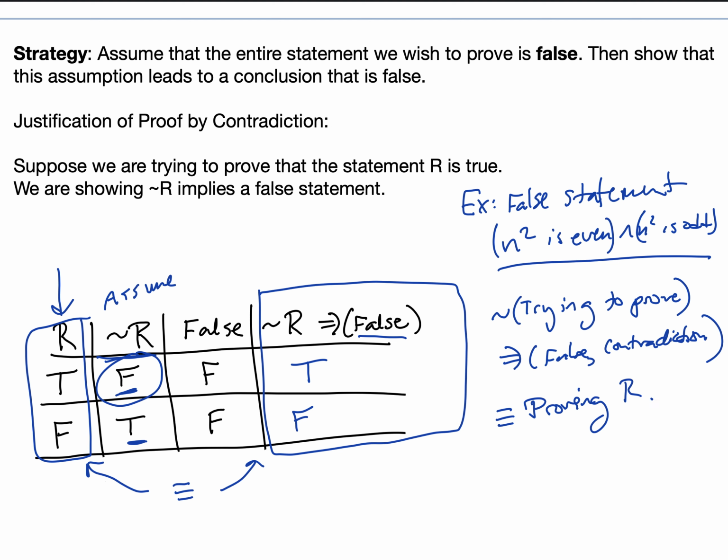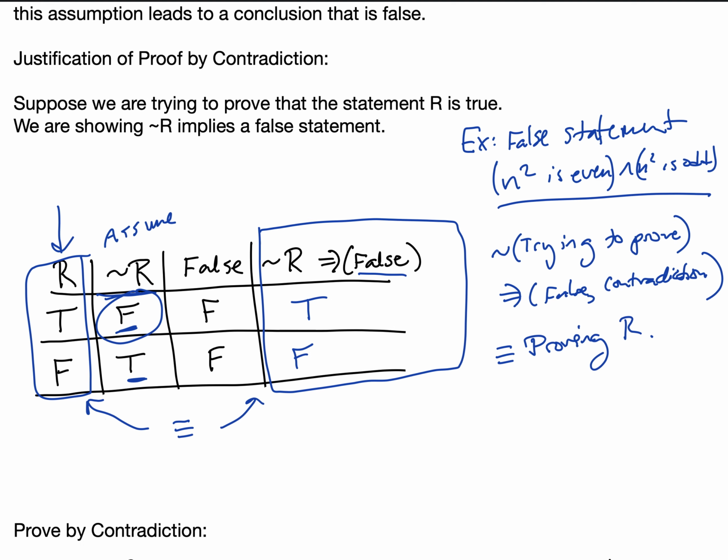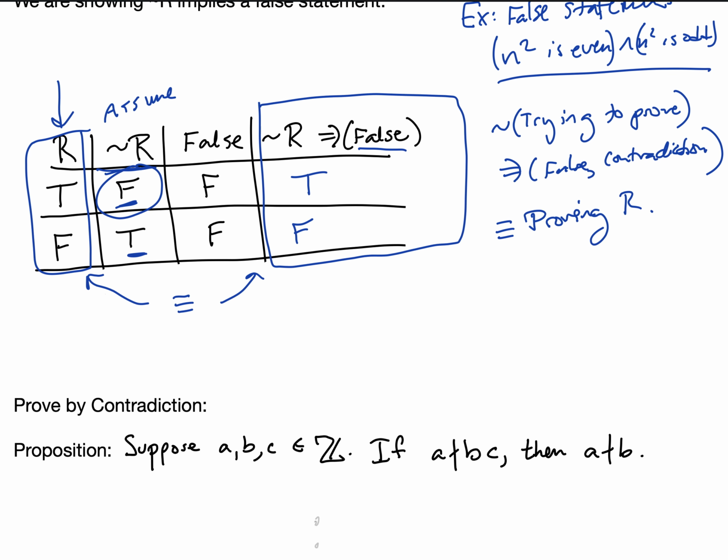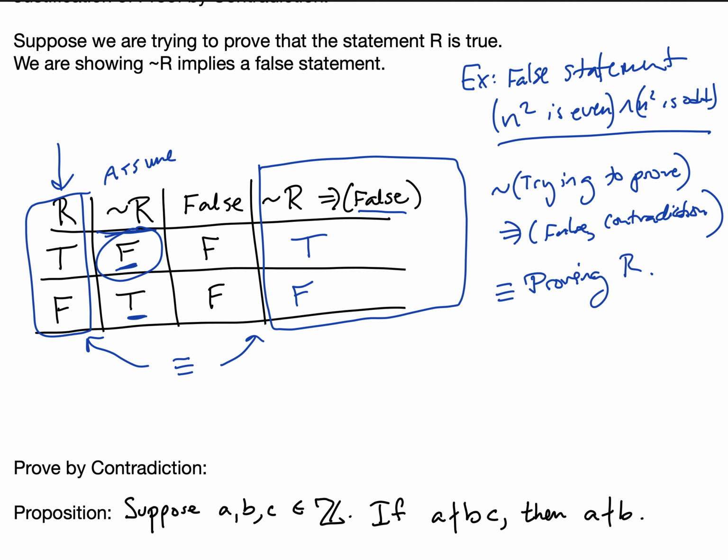Okay, so I'd like you to try to do one of these proofs and then we'll talk about it together. Suppose that we want to prove by contradiction that if A, B, and C are in the integers and if A does not divide BC, then A does not divide B. So give this a shot. Use the method of contradiction to prove that, and we will talk about it in just a moment.